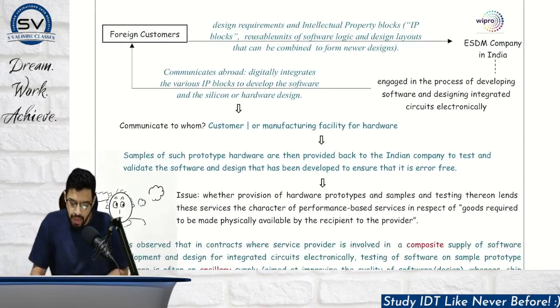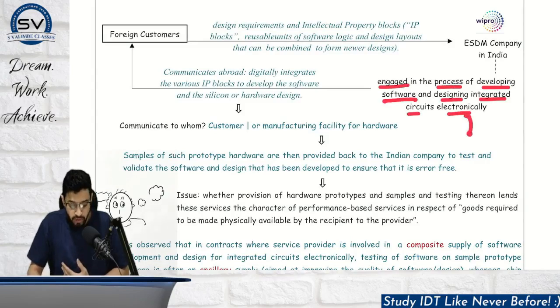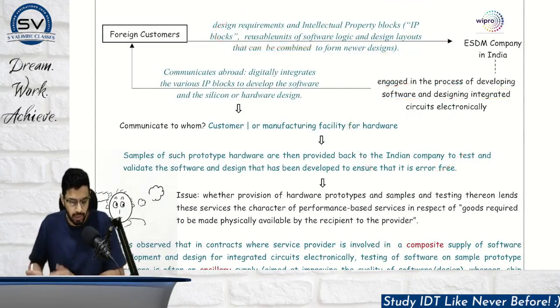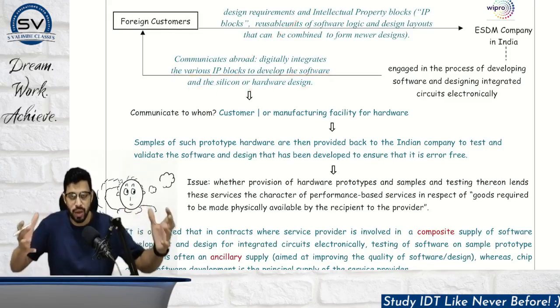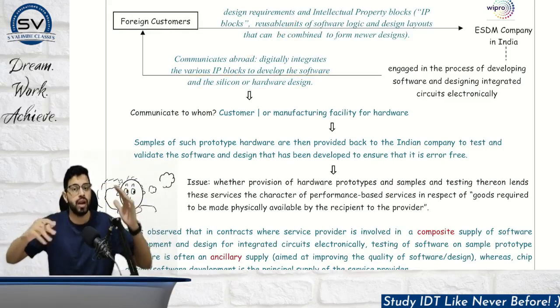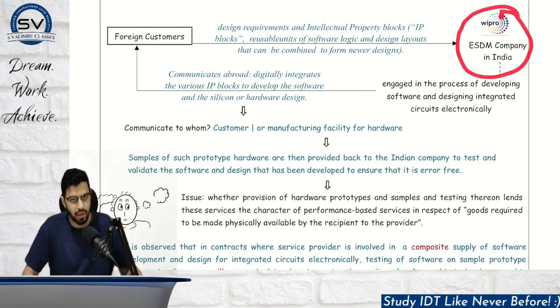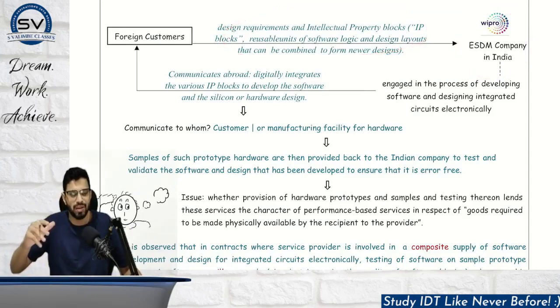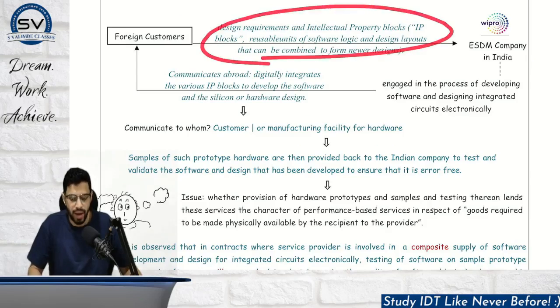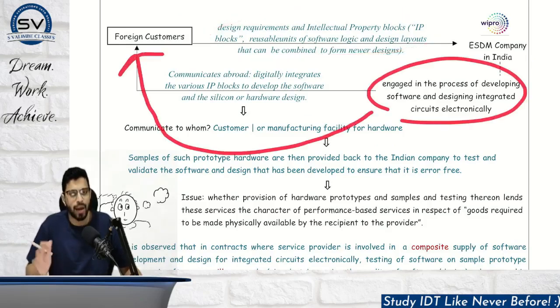Let's see. This company Wipro is engaged in the process of developing software and designing the integrated circuits electronically, for which it required the resources provided by the client. After that, Wipro communicates abroad, digitally integrating the various IP blocks which were provided to develop the software and the silicon or hardware design. So what needs to be done, how the hardware design will look, how the software development will take place, that work is done by Wipro, and for that the IP blocks and material are required. See, we don't need to go into the details of the industry or understand the technical terms. Here you just need to understand some raw material is being provided, work is being done, and it is then provided back to the foreign customers.